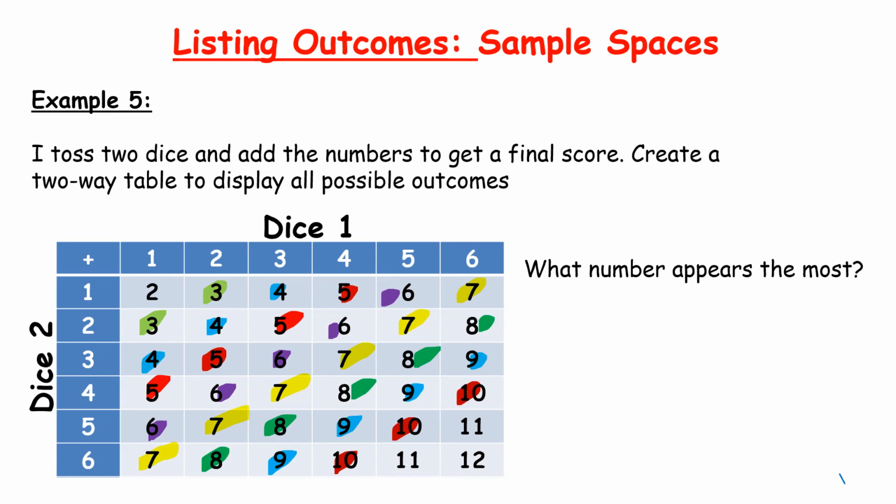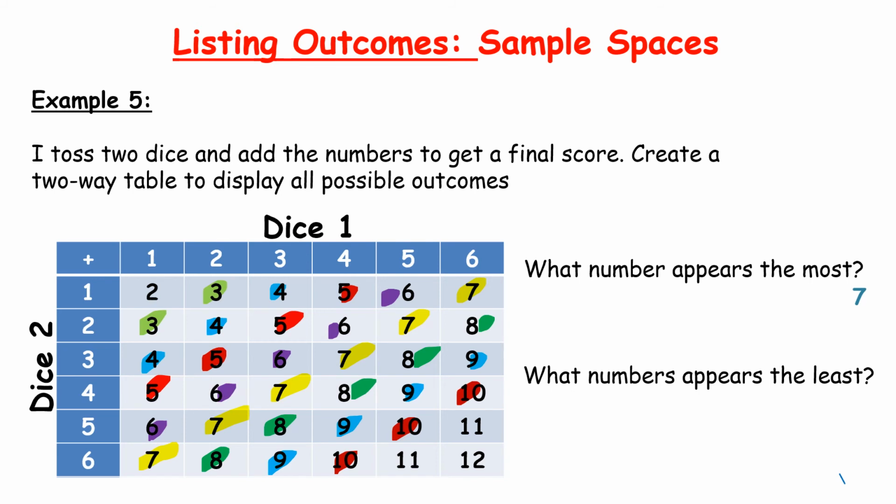So what number appears the most? And that is 7. And the reason that the 7 appears the most is because it has the most ways to get to 7. Because 7 could be got by 6 plus 1, or 5 and 2, or 3 plus 4. Unlike, say, 2, the only way to get 2 is to add 1 and 1. There's no other way it can happen. So the 7 is the number that appears the most.